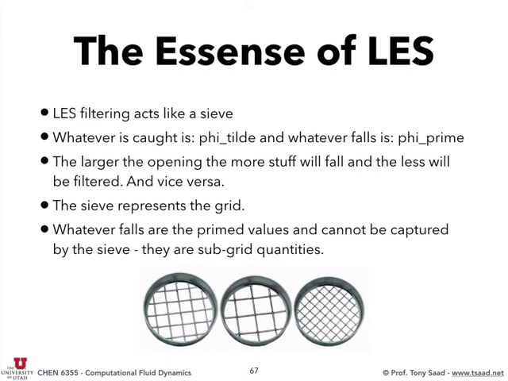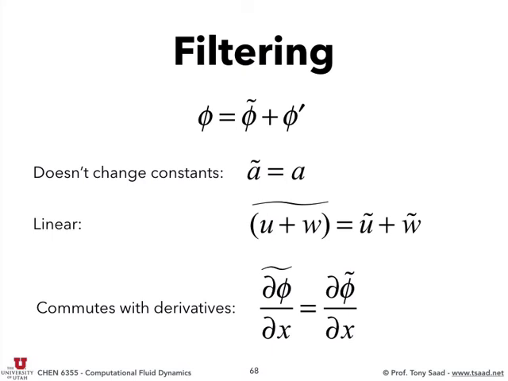Okay. Now, properties of filtering. I did not specifically put the mathematical definition of filtering because I think that misleads people sometimes. I'd rather you have an intuitive understanding of filtering, because in practice we never use filtering. The grid automatically filters things out. By definition, whatever you can resolve on the grid is the filtered quantity, right? So what we need now is to figure out what we're going to do with whatever falls through the cracks.